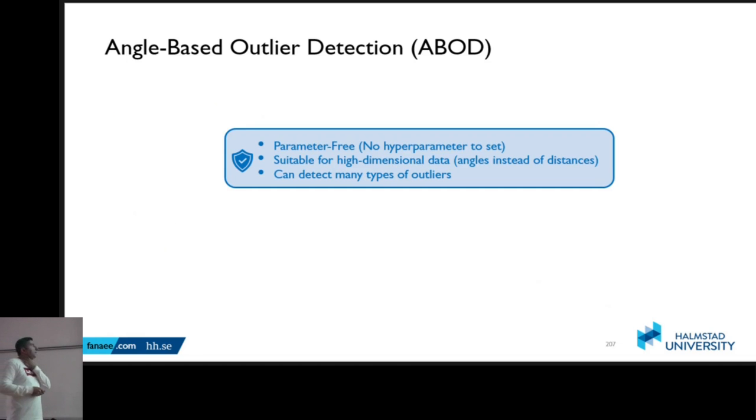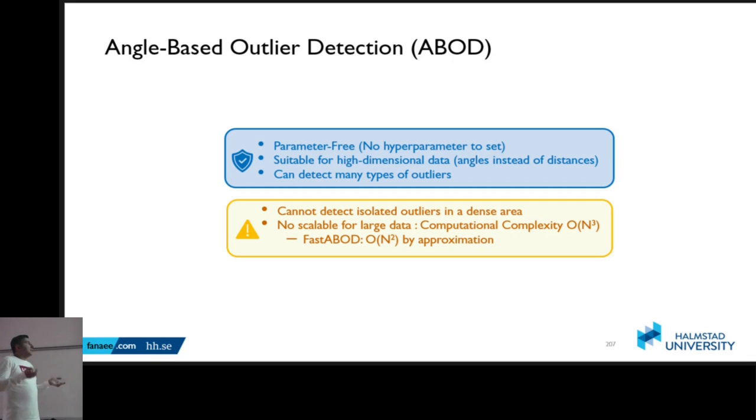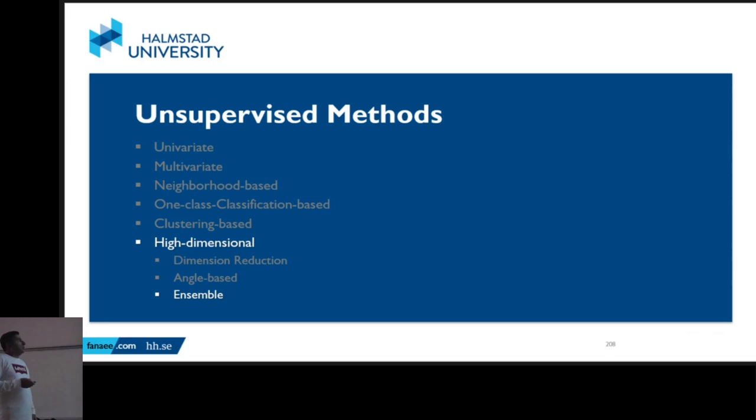ABOD is parameter free and doesn't need any hyperparameter to be set. It is very good for higher dimensional data because angles are different from distances, so we don't suffer from computing similarities. It can also detect many types of outliers, but there are disadvantages: it cannot detect isolated outliers in dense areas, and it is not scalable. It has cubic time complexity. We can have a fast approximation that is quadratic, but this is still too much.